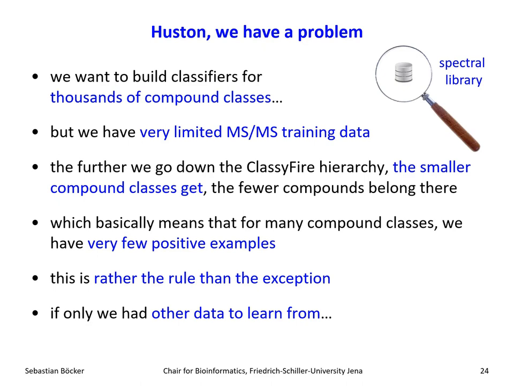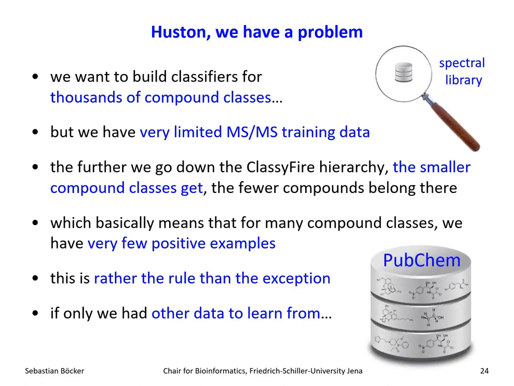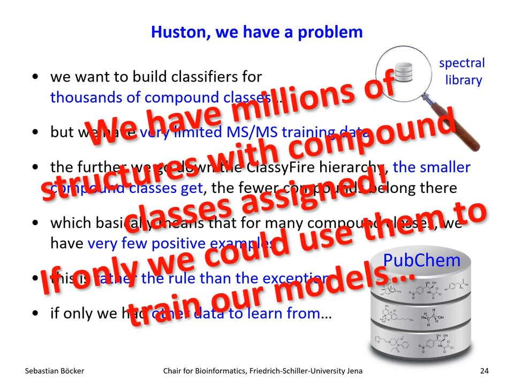Okay, we can't measure more spectra. We can, but this takes a long, long time and is very expensive. Is there anything else we can do? Well, there is PubChem, and there are 100 million compounds in PubChem. Is there any way that we can use the structure data that we have in PubChem or other structure databases to actually improve our methods for compound class prediction?